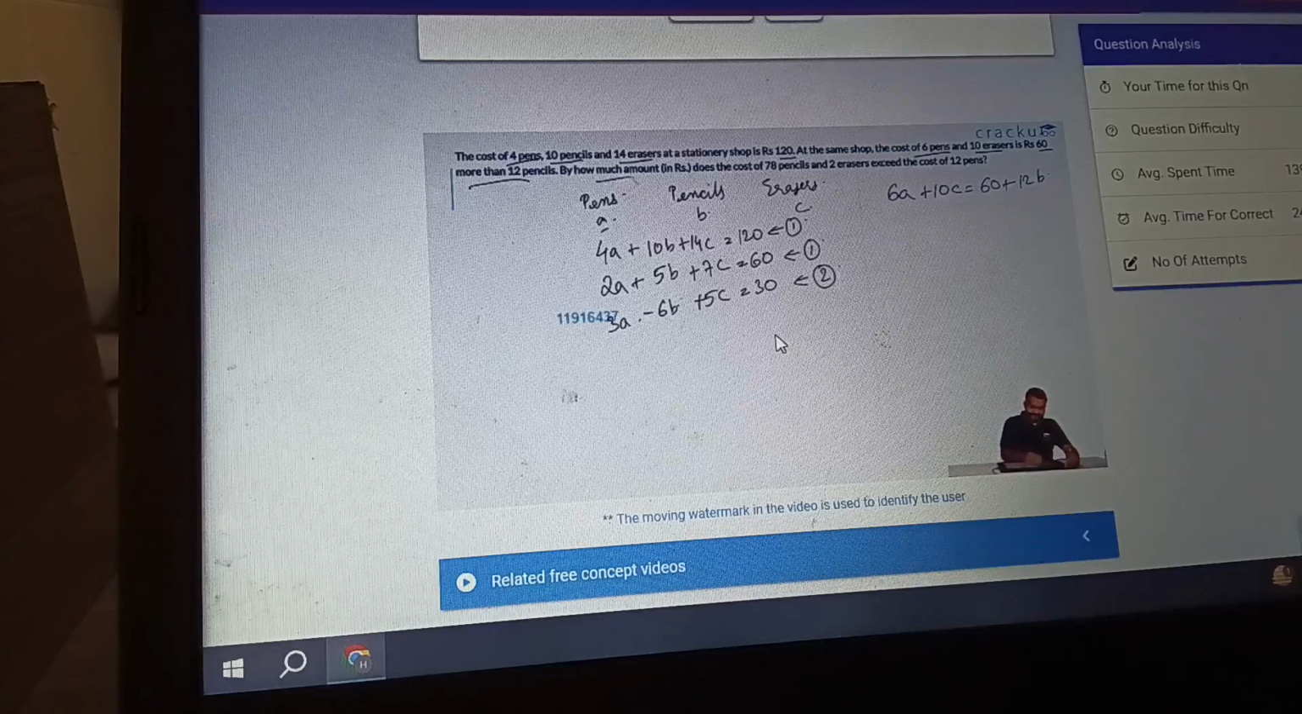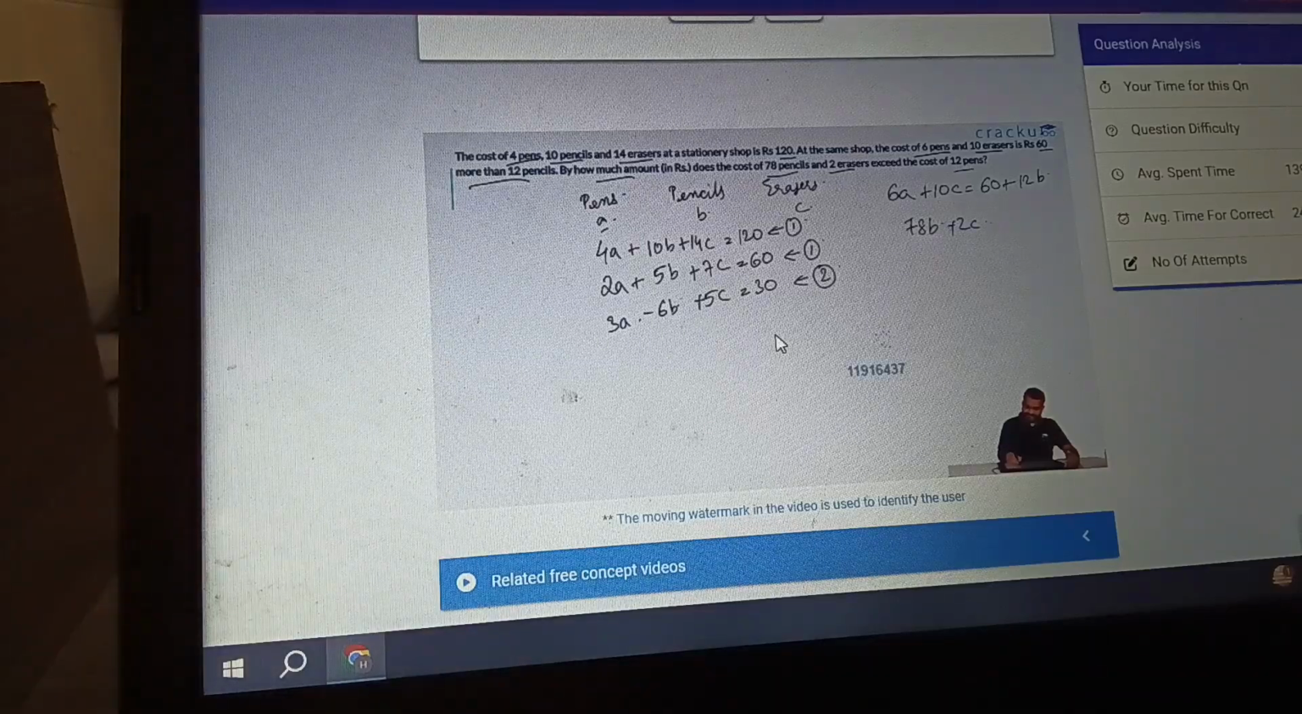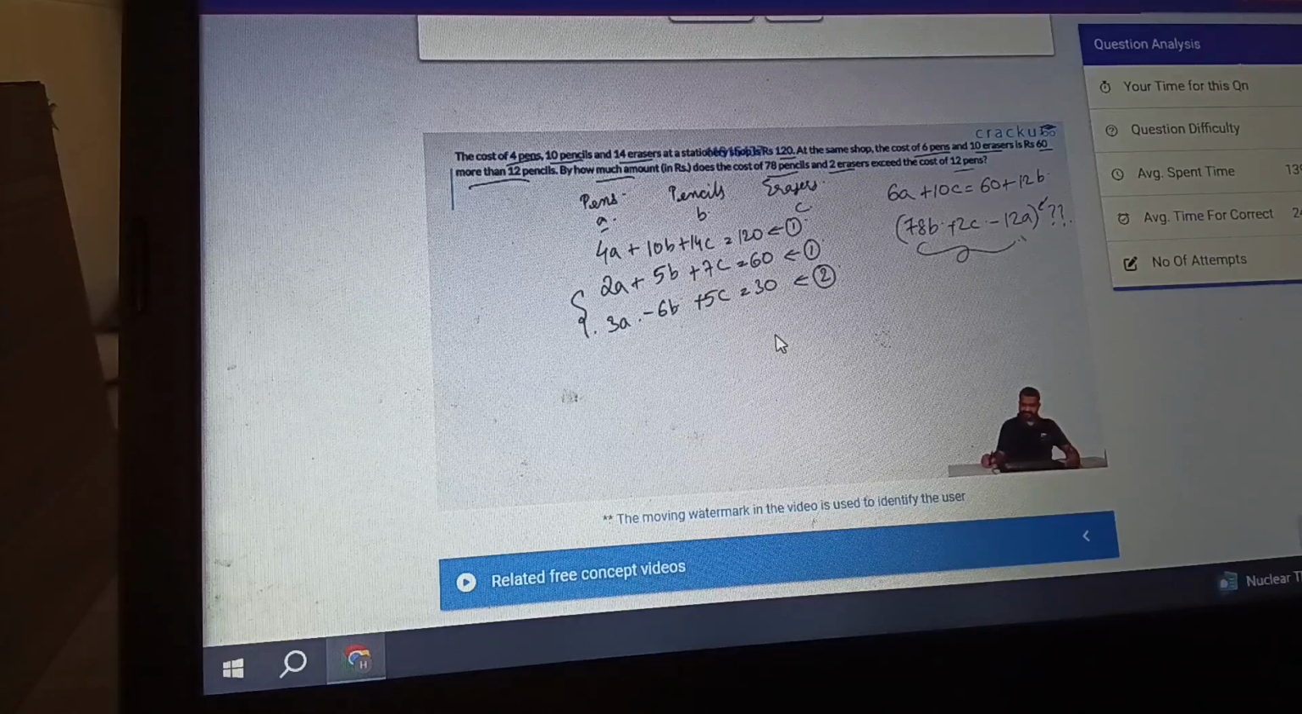What we are required to find out is by how much the cost of 78 pencils, which is 78B, and 2 erasers, plus 2C, is greater than that of 12 pens. That is, what is the value of 78B plus 2C minus 12A? This is what we are supposed to find out. We have 2 equations and 3 unknowns, and we are asked to find out the value of 78B plus 2C minus 12A. So how are we going to proceed?